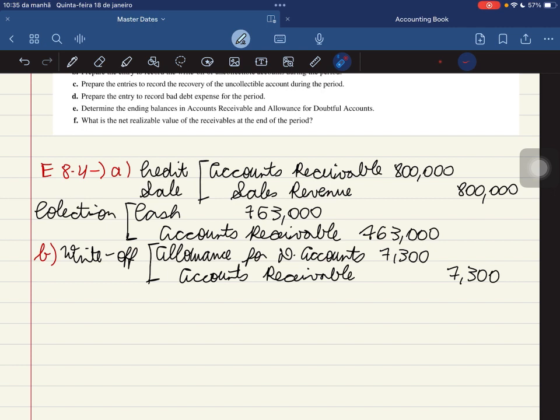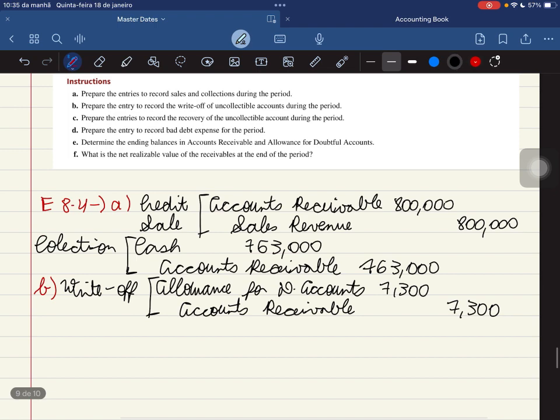And so this is why I'm going to reduce this allowance for doubtful accounts, because here I know that this person is not going to pay me anymore. So I'm going to take that money away from allowance of doubtful accounts. And this is why we are reducing it here. That's why it is on the debit position.